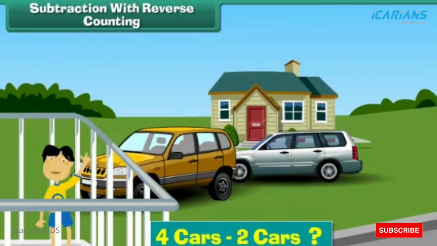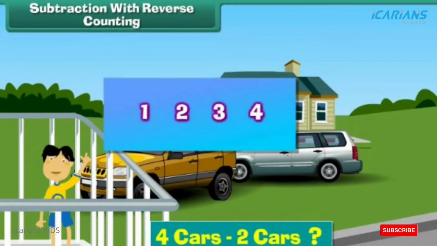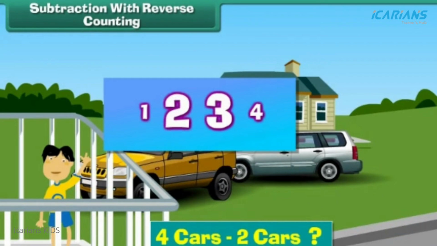Count backwards from 4. We count 2 numbers because 2 cars have gone. 3, 2. So, 2 cars are there in the house.